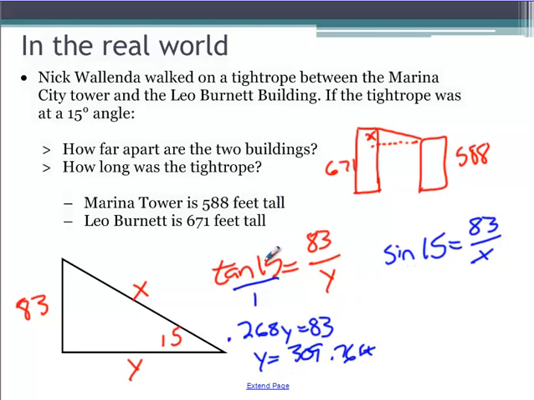Over here, sine of 15, and then I'm going to cross multiply again, 0.2588x equals 83. I'm going to take 83 and divide by that answer again. 83 divided by 0.2588, and I get that the length of the tightrope was 320.7 feet. So he walked 320 feet across the Chicago River that was only 309 feet because he was going uphill.